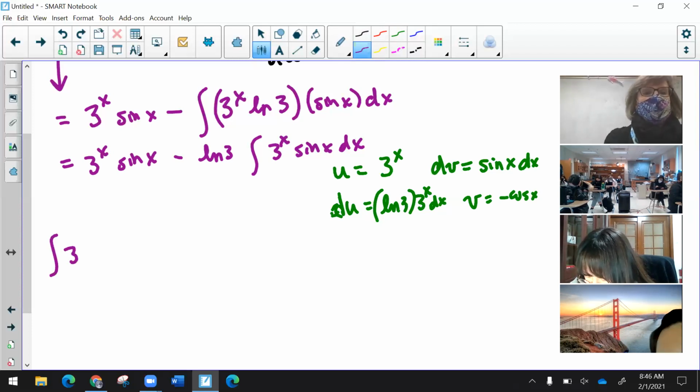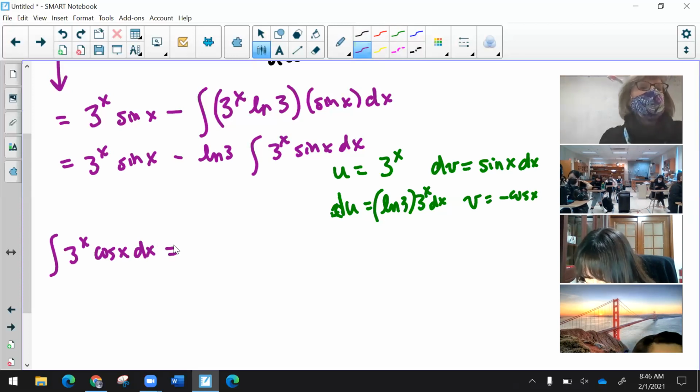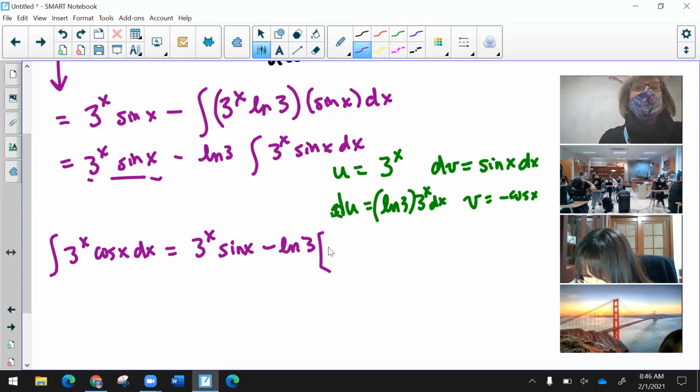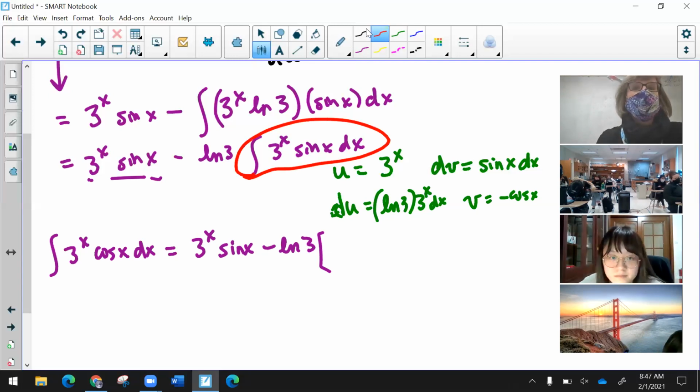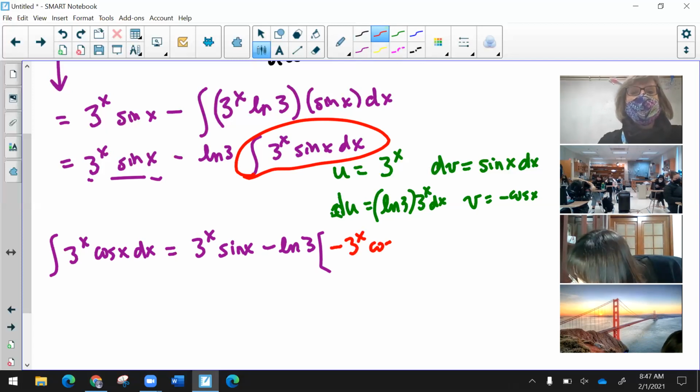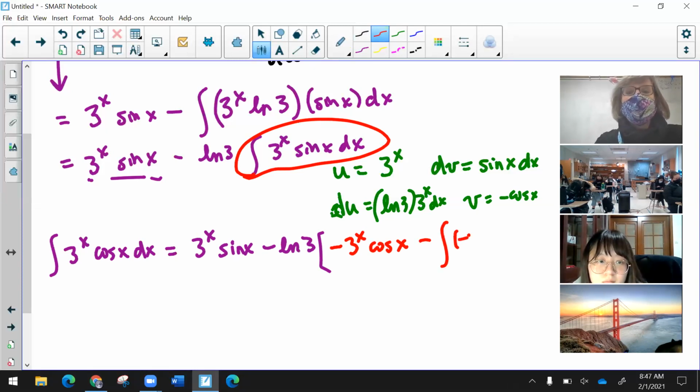My original integral was 3 to the x cosine x dx. I have my original uv, which was 3 to the x sine x, minus the natural log of 3. And now I'm going to fill in this integral using integration by parts. So that's going to be uv minus the integral of v du.